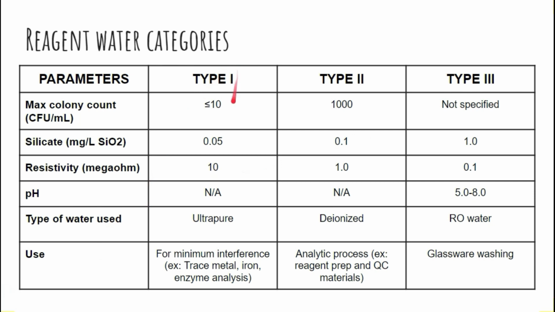For the uses naman po, again, the type 1 is the most pure, so you can use this for testing that will require a minimum interference or those tests po na mga sensitive like trace metal, iron, and enzyme analysis. Well, for type 2 naman po, commonly, mga analytical processes, mga routine like reagent preparation and QC materials. While for type 3 po, since nga po medyo maraming contaminants dito, tsaka hindi siya ganun ka-sterile, glassware washing po ang pinaka-purpose ng ating type 3.